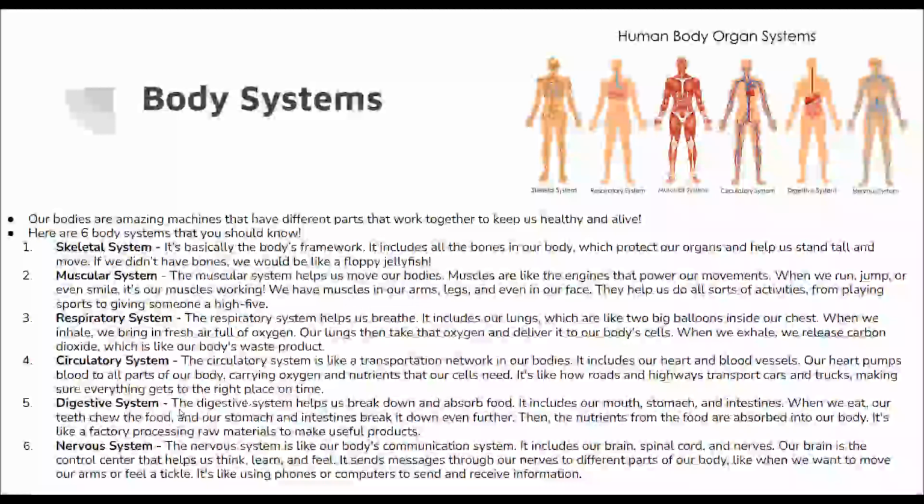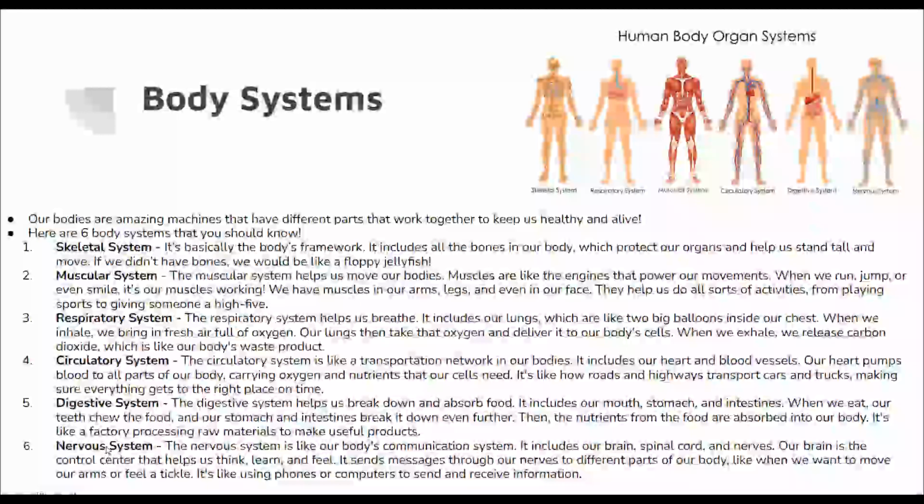Now we have the digestive system, and that helps us break down and absorb food. So it includes our mouth over here, and then the stomach, and then the intestines. When you eat, the teeth chew the food, right? The food goes down into the stomach, which breaks it down, and then the intestines break it down further and absorb all the nutrients and vitamins you get from food and take them through the body, right?